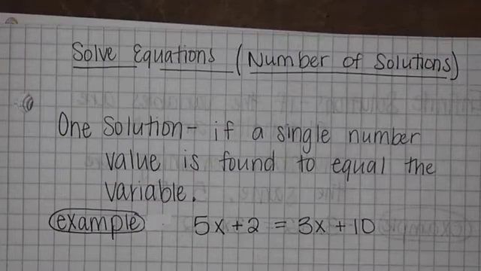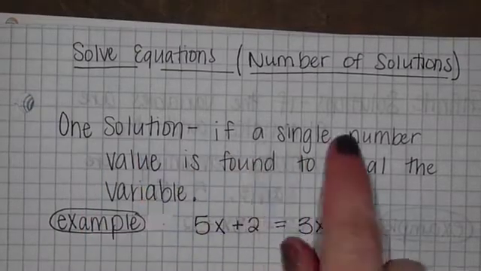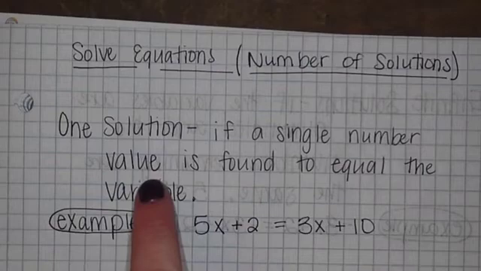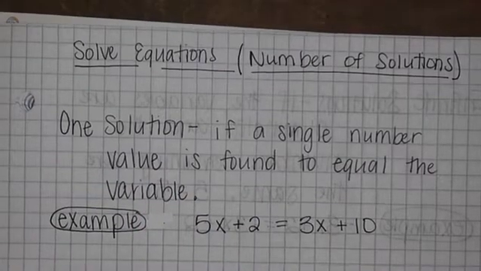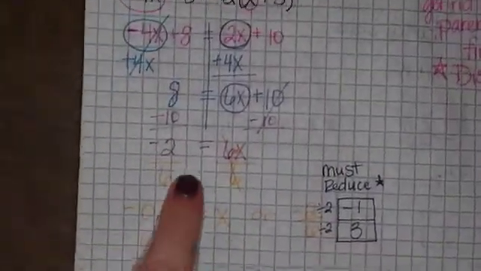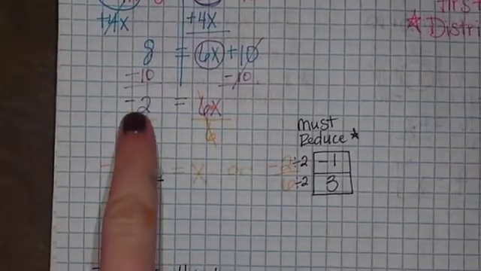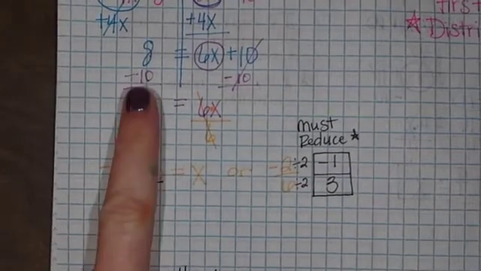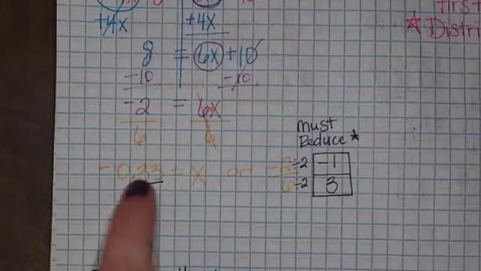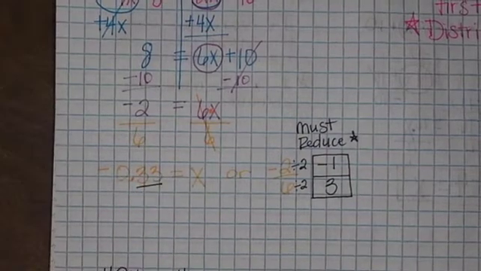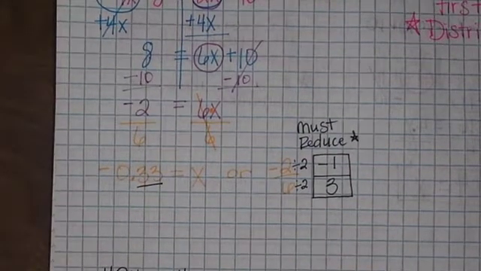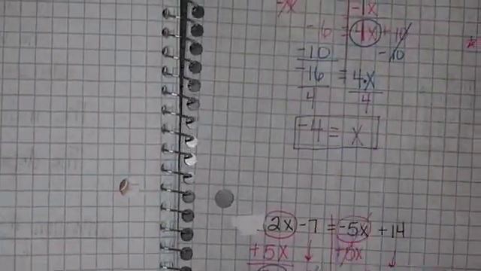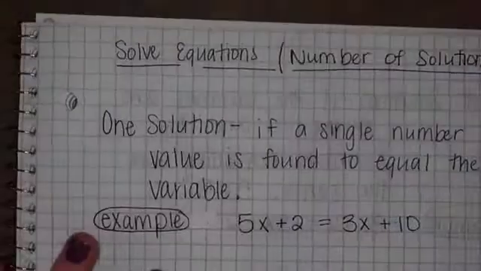Okay, so this is solving equations, number of solutions. One solution: if a single number value is found to equal the variable, that's what we've been doing. In one of the last videos, we solved and got some single number value. Yes, there are technically two numbers, but this is just a single number. I have 0.33 cents, or I have -4, or whatever it is. But that's one solution.